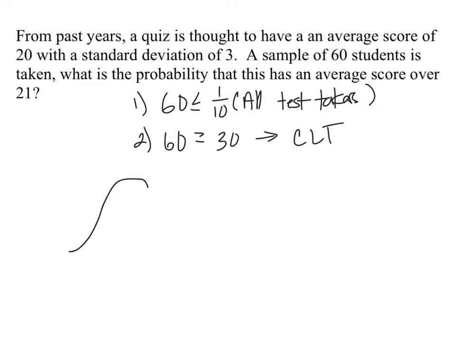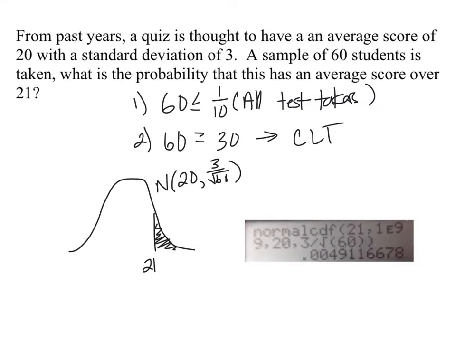All right, so it is normal, the distribution of sample means, with a mean of 20, right? We're centering this around 20. And the deviation was 3, but of course this is the distribution of means, so we divide it by the square root of n. And of course we want to know 21. So there is our probability. So pretty low. A sample of 60, you wouldn't expect to have a mean that much higher than 20.